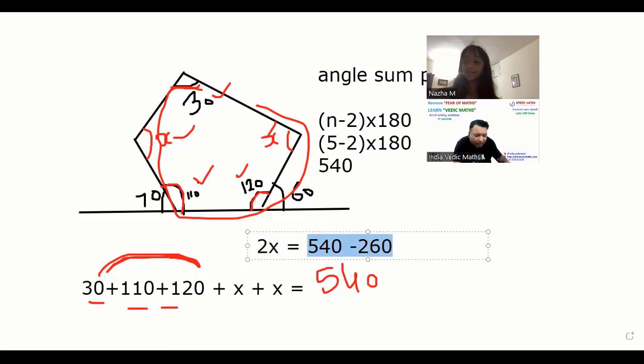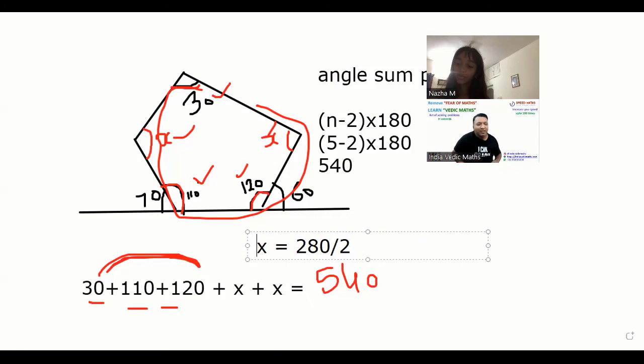You do it at home, you will get 280, right? Yes, sir. 2x is 280. What is x? x is 280 divided by 2. And that's it: 140. So there were two important rules. One is the angle sum, but more important was this angle, this one. Easy, right? Yes, sir.